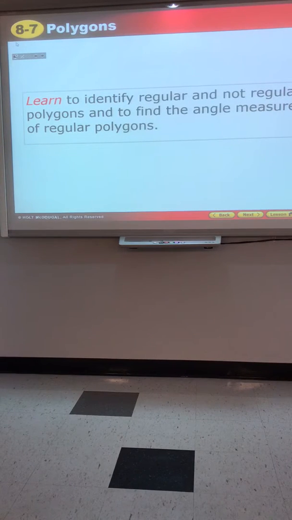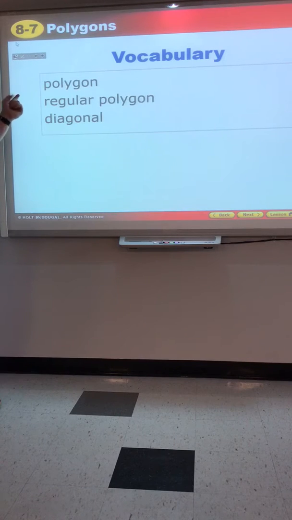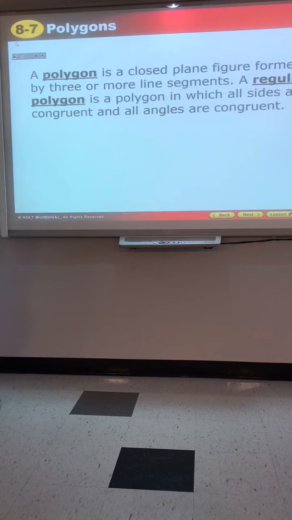Learn to identify regular and not regular polygons, and define the angle measures of regular polygons. Regular means all sides are equal to one another, and all angles are equal to one another. So that does make a big difference. That allows us to find out the measures. We have polygon, regular polygon, diagonal. A polygon is a closed plane figure formed by three or more line segments. A regular polygon is a polygon in which all sides are congruent and all angles are congruent.